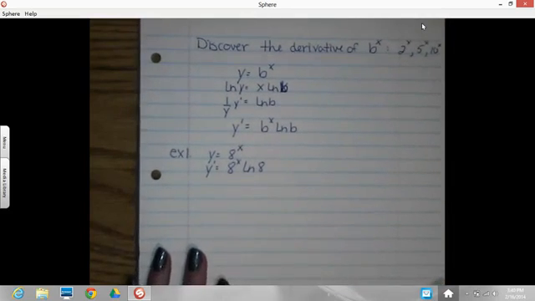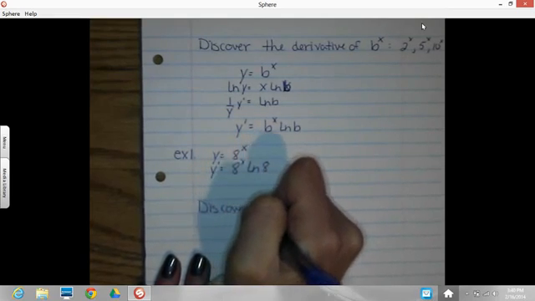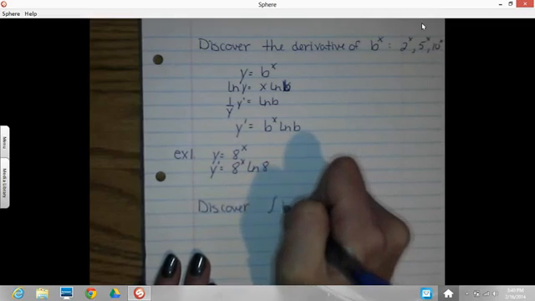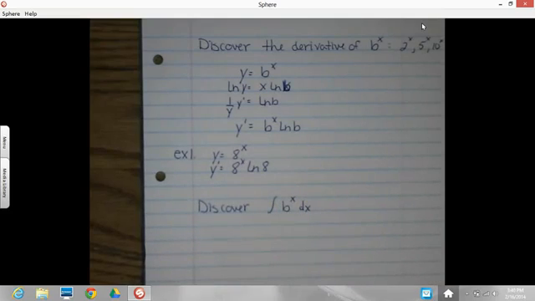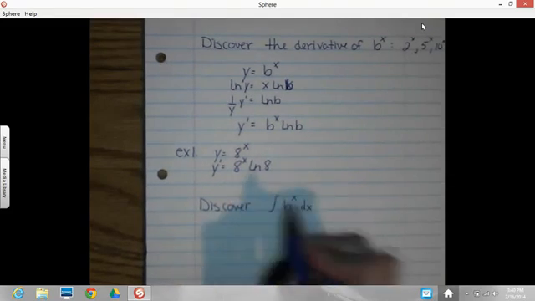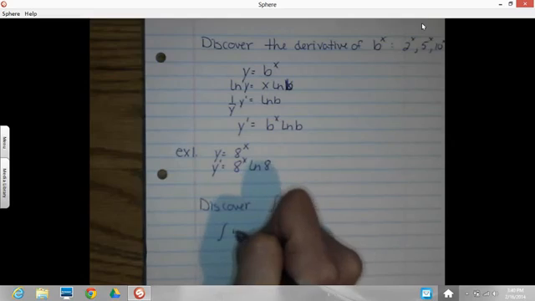Okay, now we want to discover the integral of b to the x dx. Okay, I gotta find it. Okay, this one's a little bit trickier to discover. Alright, so if I start with a number, it's going to be easier with a number here. The integral of 5 to the x dx.